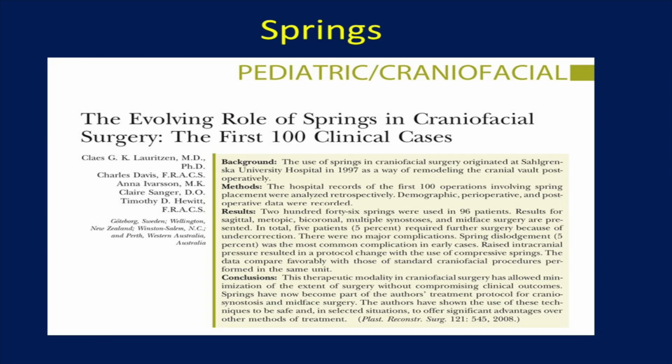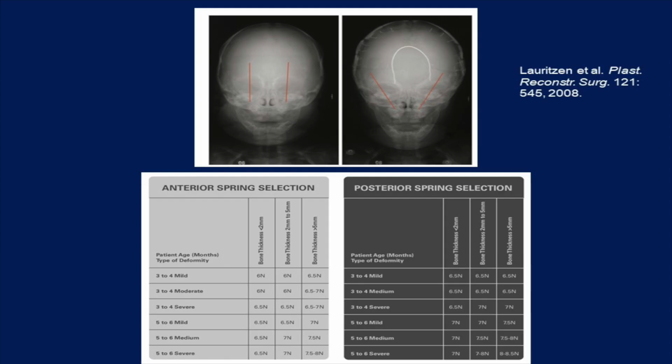I'd also like to discuss another technology known as springs. This is more commonly used in Europe and has more recently been adopted here in the United States. The idea is after removal of the abnormal suture, we place a titanium spring of various strengths depending on the age of the patient and the thickness of the bone in order to slowly push that bone apart. This essentially is a passive process.